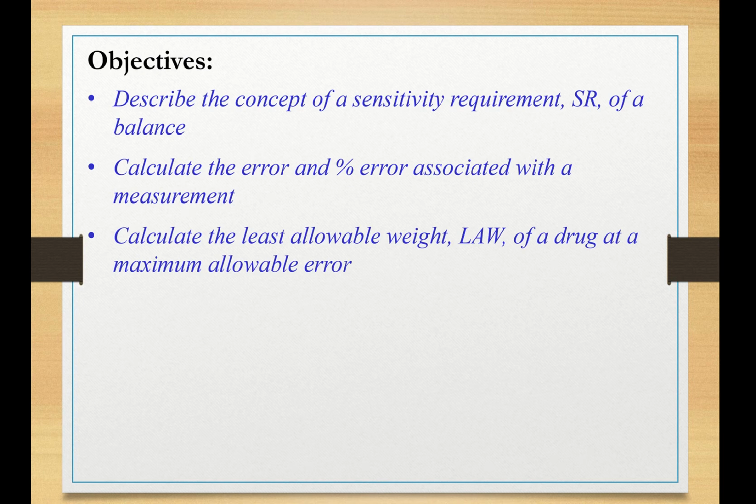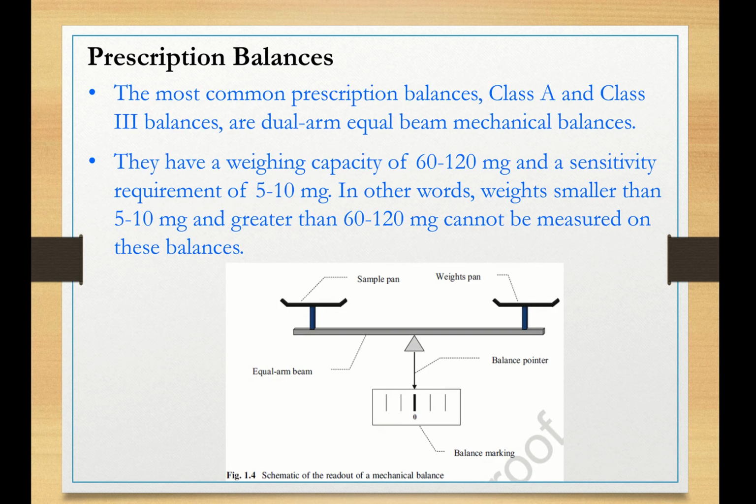Our objectives for today are to further refine the definition we gave of the sensitivity requirement of a balance in lesson 1, then demonstrate how to calculate the error and percent error associated with a measurement, and finally learn how to calculate the least allowable weight of a drug at a maximum allowable error.